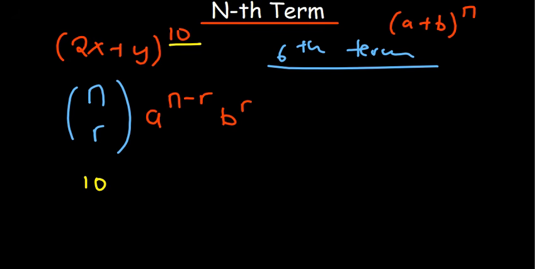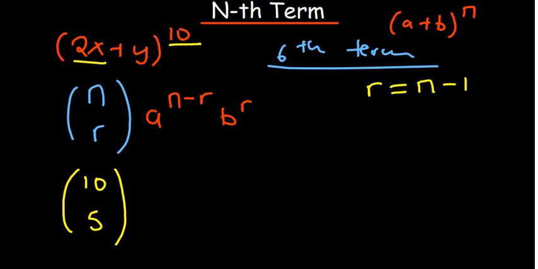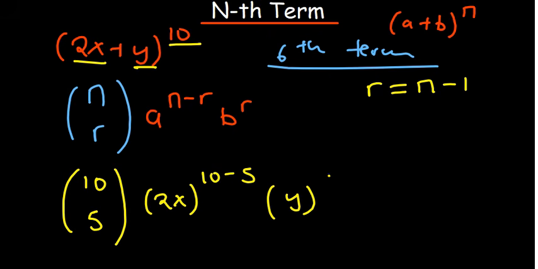So you have 10. Your value of r is going to be less by a 1. So 6 is a 6th term, so minus 1 gives us a 5. What I'm trying to say is r is equal to n minus 1, because we start from 0. So if you move there, 10, 5, now our a in this case is 2x, so say 2x, n minus r. What does n minus r mean? We say the difference between 10 and 5, so it will be 10 minus 5, and then b in this case is our y. Now y is going to be raised to the power r, which is 5 in this case.